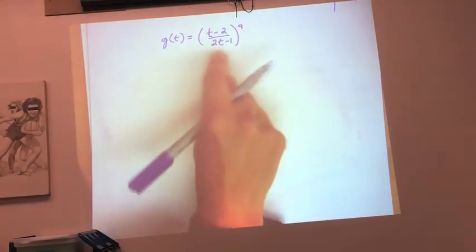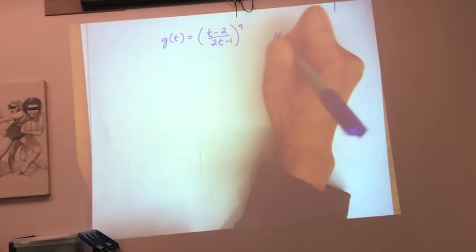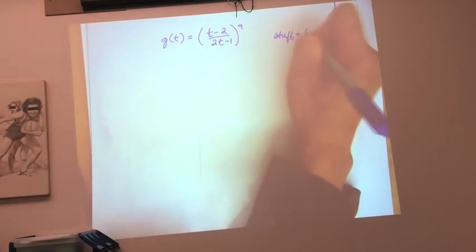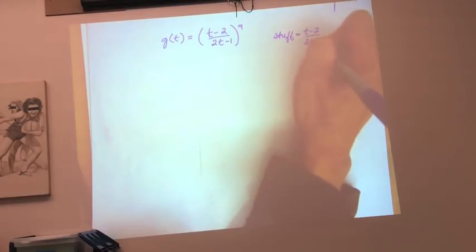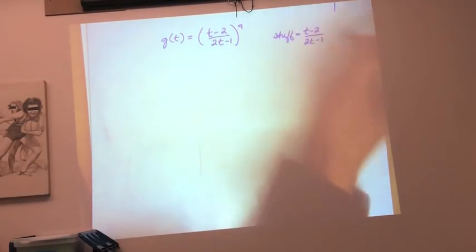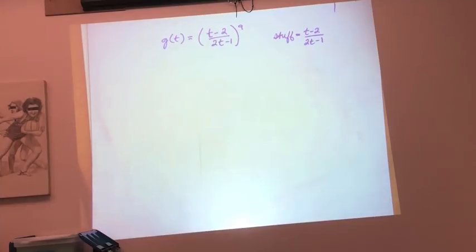Once again, our stuff is our inside, so let's just call that over here. Stuff is equal to (t minus 2) over (2t minus 1). And if you know a different way to do this and you don't want to use the word stuff like I'm doing it, feel free to do that. Just make sure that you show all your work and that you get the answer correct, of course.